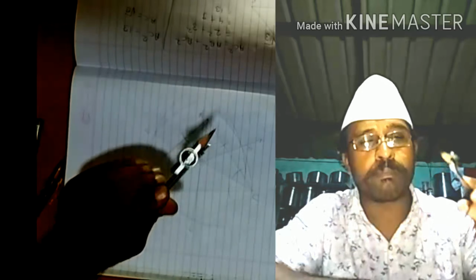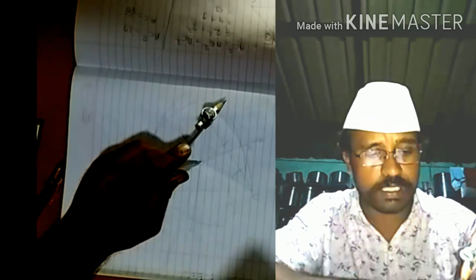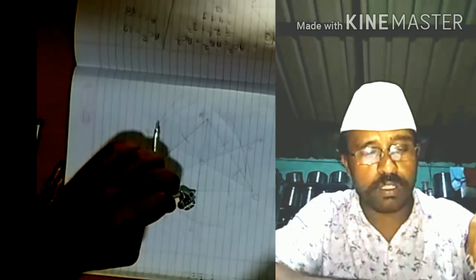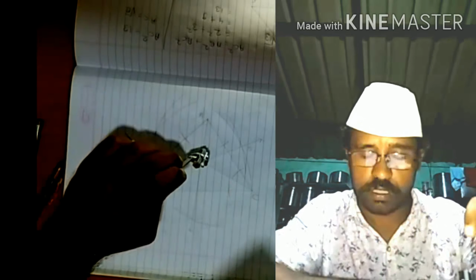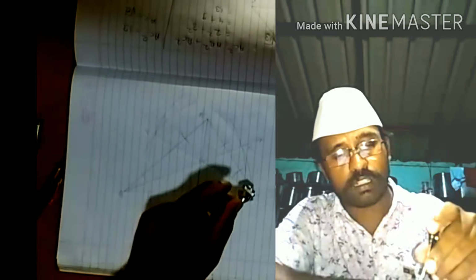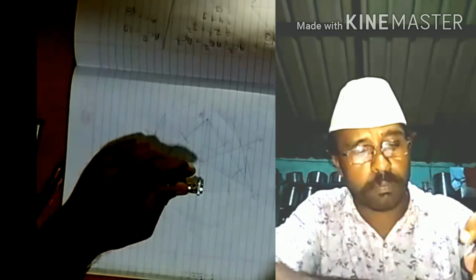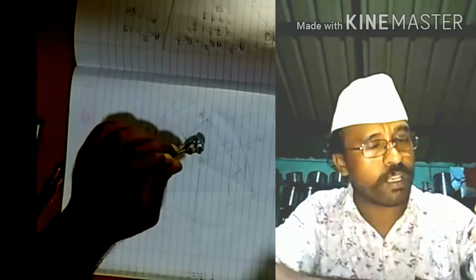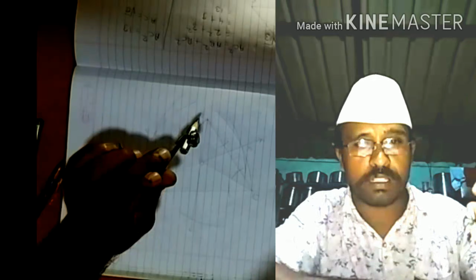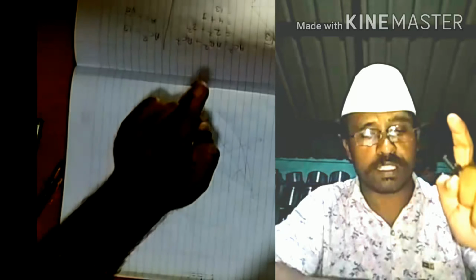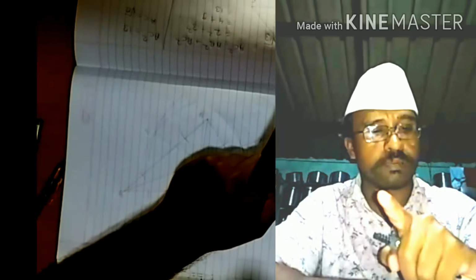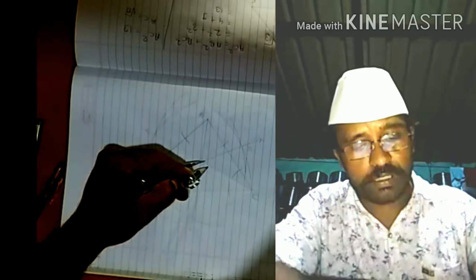Why is it called the incenter? Because if we draw a circle considering this as center, it will go through the interior of the triangle. The circumcircle was passing through the exterior, touching the vertices. Now the circle will pass through the interior, right? So naturally it cannot touch the vertices. So where will it touch? It will touch these sides. Let us see how.